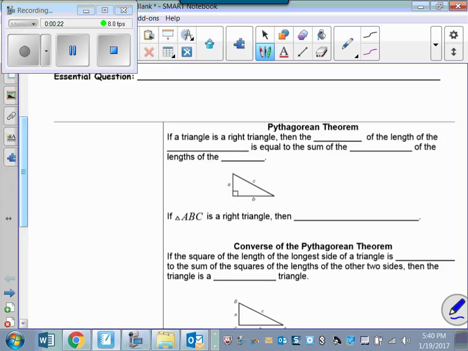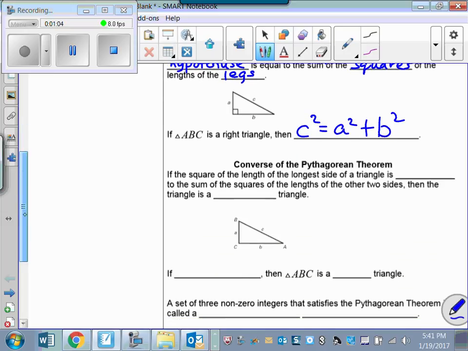It tells us that if a triangle is a right triangle, then the square of the length of the hypotenuse is equal to the sum of the squares of the lengths of the legs. So in other words, as we all remember, if ABC is a right triangle, then I know that c squared equals a squared plus b squared. And in this theorem, of course, c is always the hypotenuse. You've known that for many years.